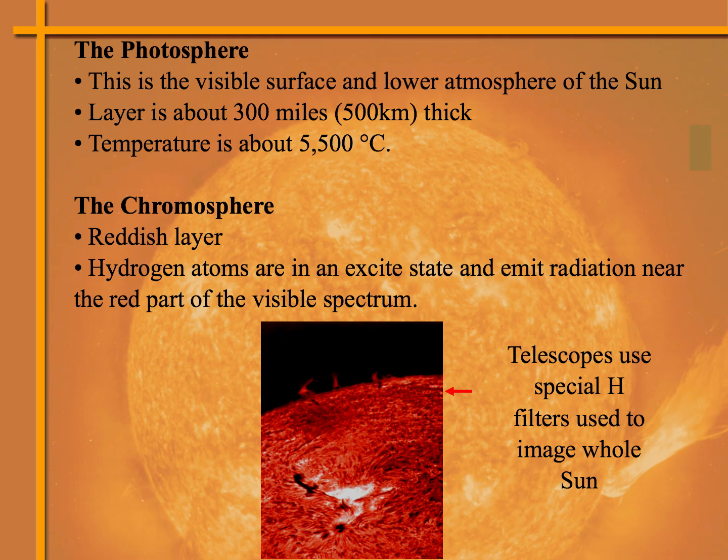The photosphere is what we ordinarily call the surface of the sun. This layer is about 300 miles thick, and the temperature is about 550 Celsius. This temperature is what determines the color of the star.